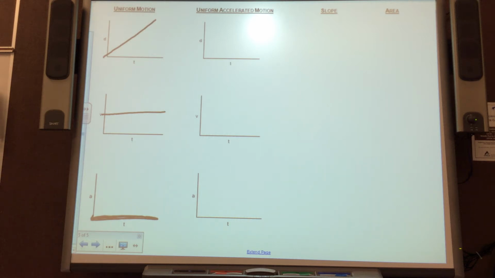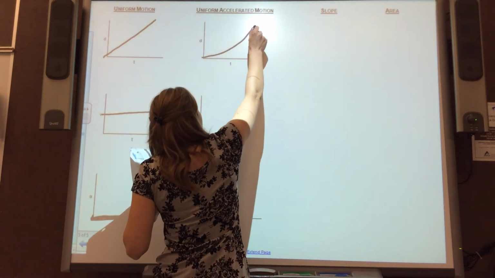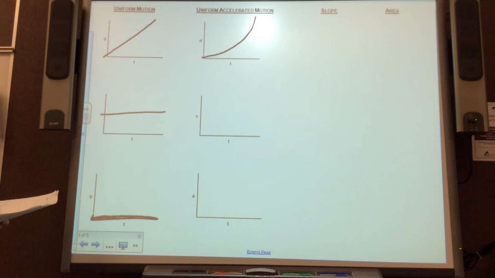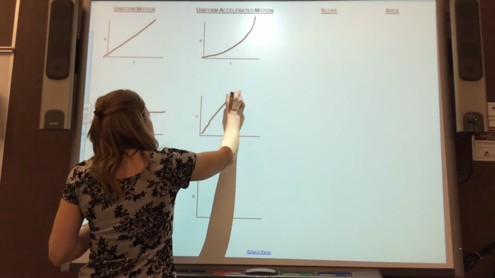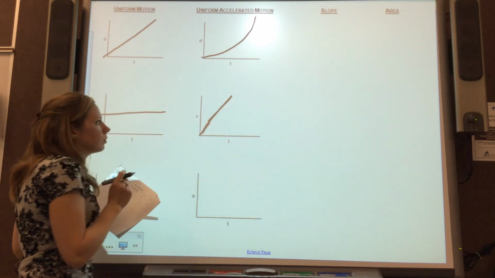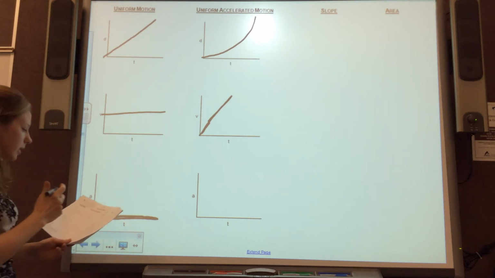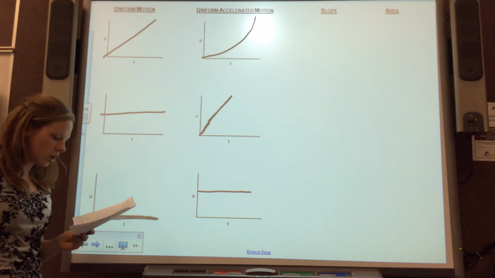Same velocity. Now if I had uniform accelerated motion, so I'm actually accelerating, your DT graph has that curve to it. Uniform accelerated motion: your VT graph will be a straight line because I'm accelerating but uniformly. Having a uniform acceleration, my AT graph would be straight across.